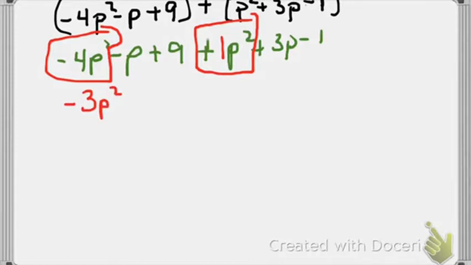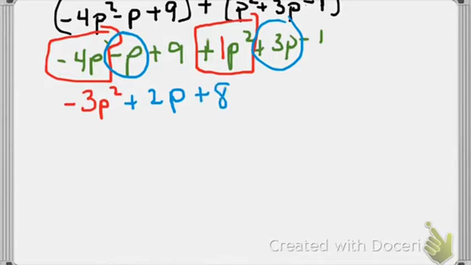All right, so the next one. I'm going to take a color and circle just my p's. So I have a negative p plus 3p. Well, that should be a positive 2p. Now, my other one is 9 plus 9 minus 1, that's a plus 8. And so there's my answer for that one. Let me change this to a different color so it stands out. Plus 8, so there's that one.